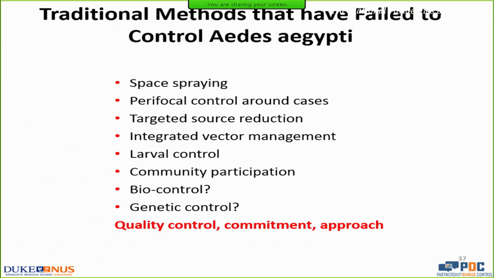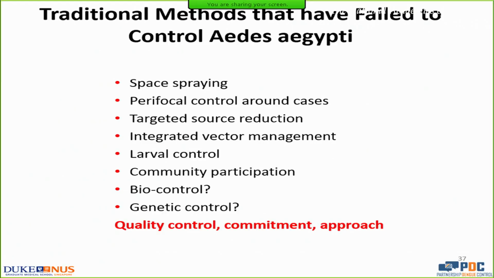And then integrated vector management, involving not only source reduction but targeted control using different methods than we typically use to control vectors of West Nile, for example, which are outdoor biting, nighttime biting Culex mosquitoes. And it's really critical in these kinds of interventions that the community participate.